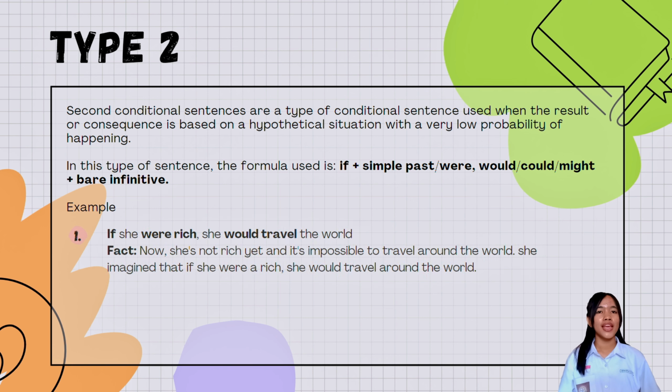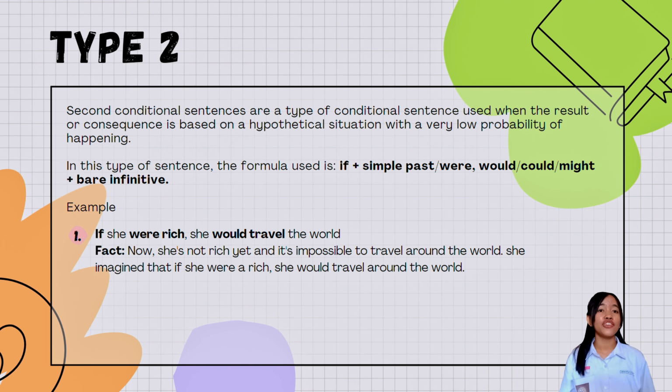The first, if she were rich, she would travel the world. But the fact, no, she is not rich yet, and it is not possible to travel around the world. She imagined that if she were rich, she would travel around the world. In a conditional sentence, singular subjects like he, she, and it use were with the verb to be, not was.